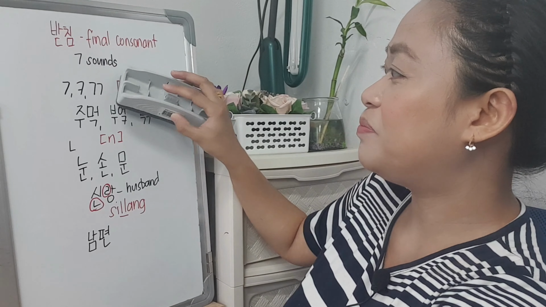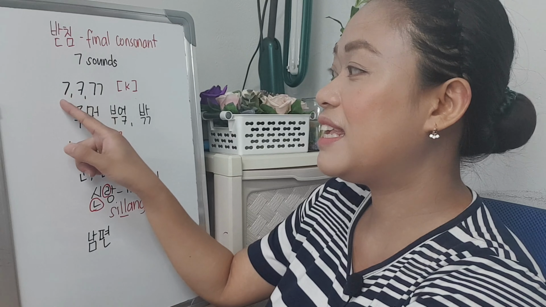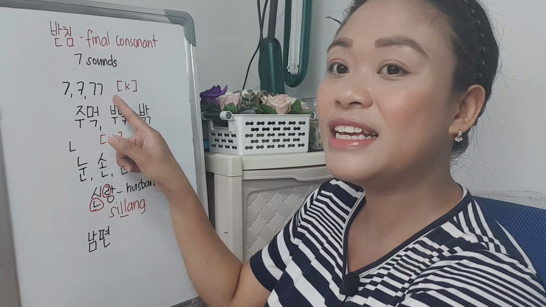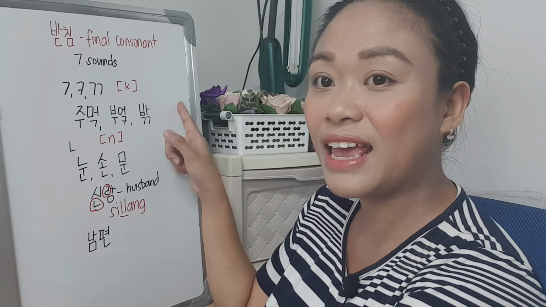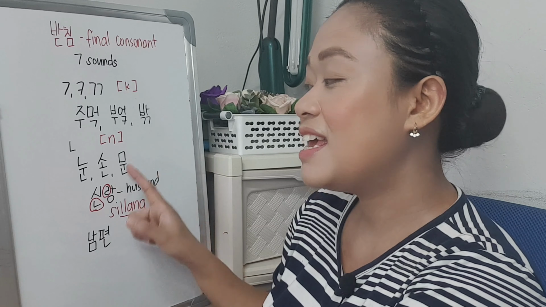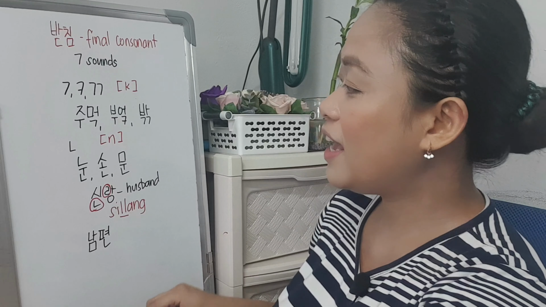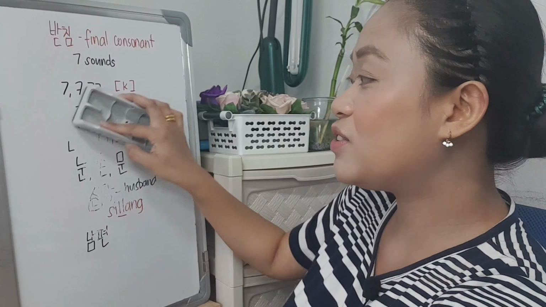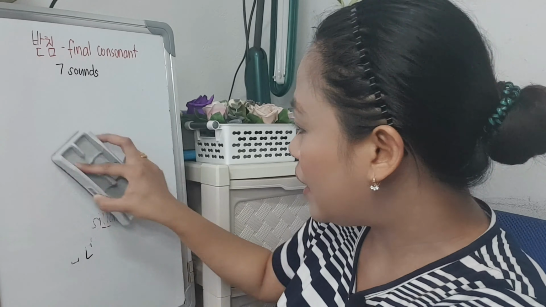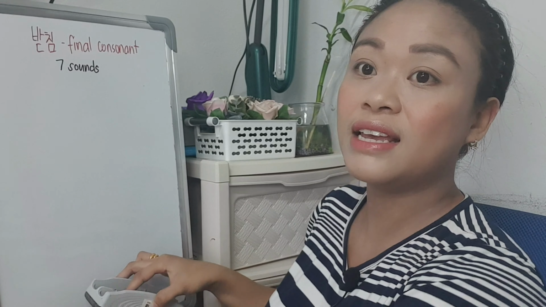So the first one we have is kiyok. Kiyok and sangkiyok represent the K sound, and niyon represents N. But there are exceptions to the rule. Later on you will ask me, she told me that when niyon is used as batchim, it should be pronounced as N.